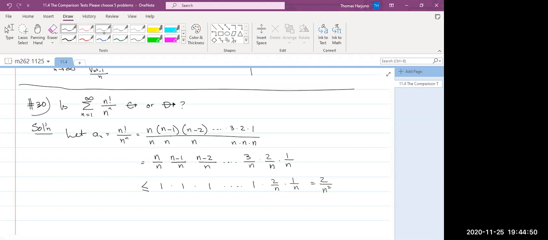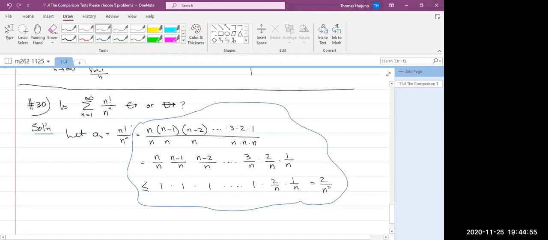Now, you need to do this kind of massage, though. You cannot even just claim it. Oh, you know what? n factorial over n to the n is less than 2 over n squared. You need to give this kind of explanation. Okay?